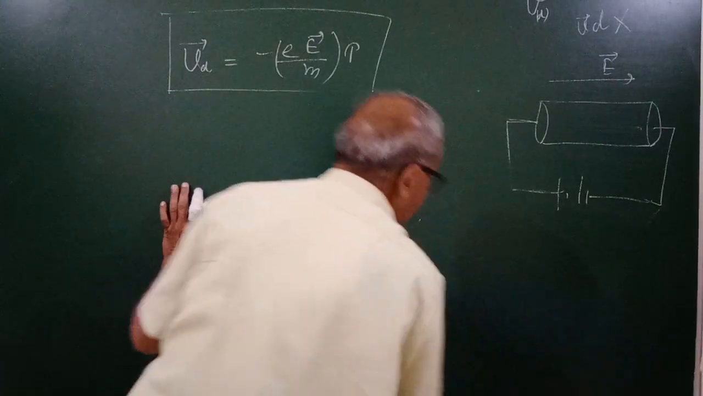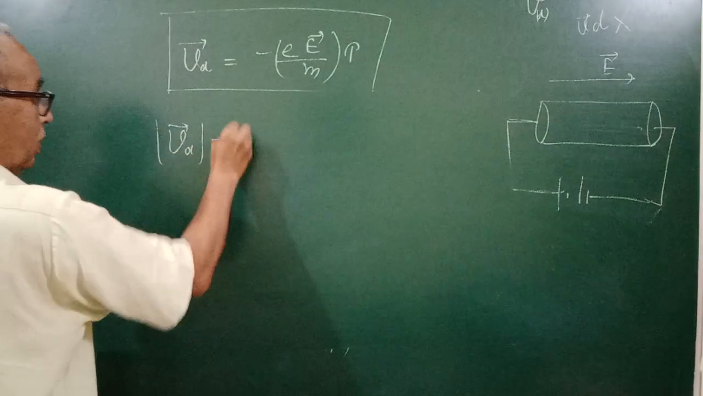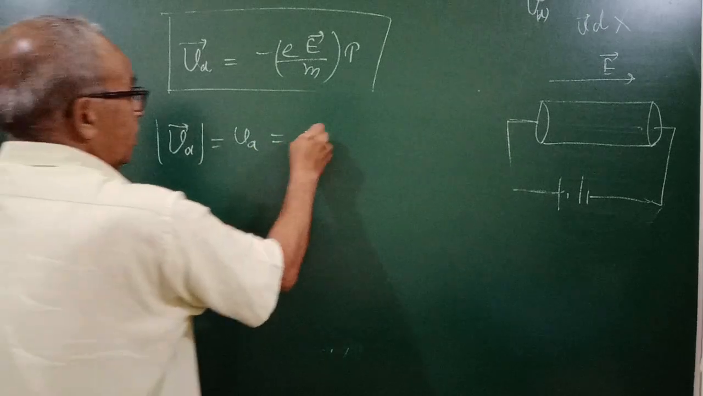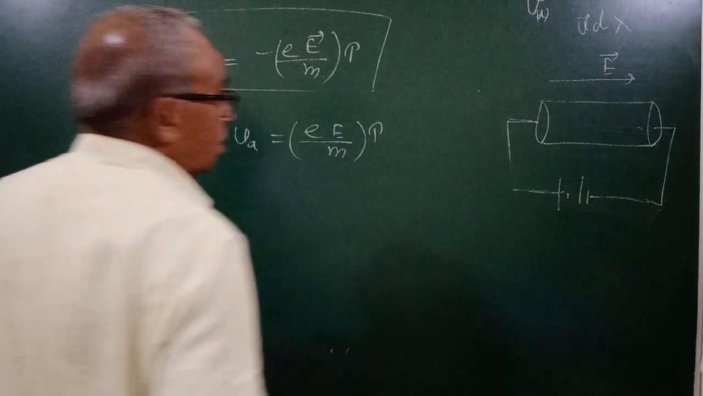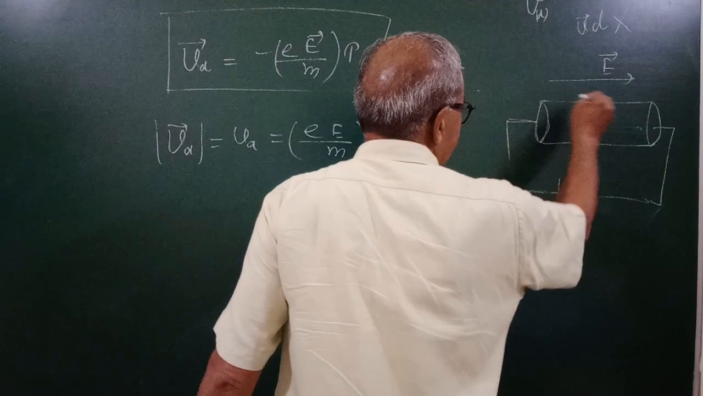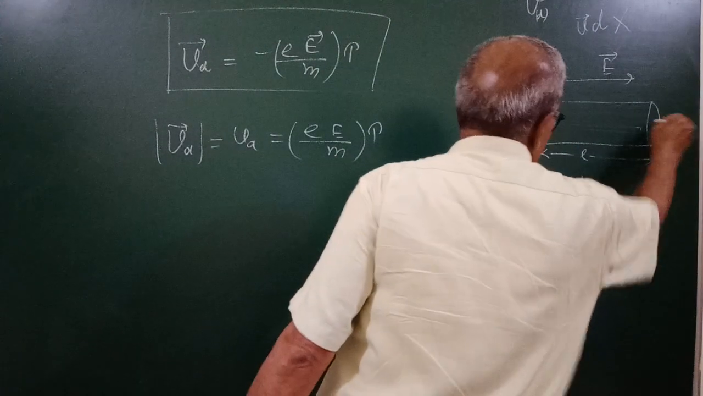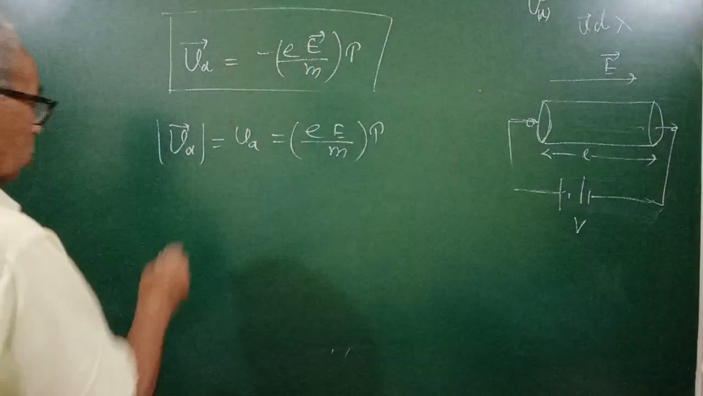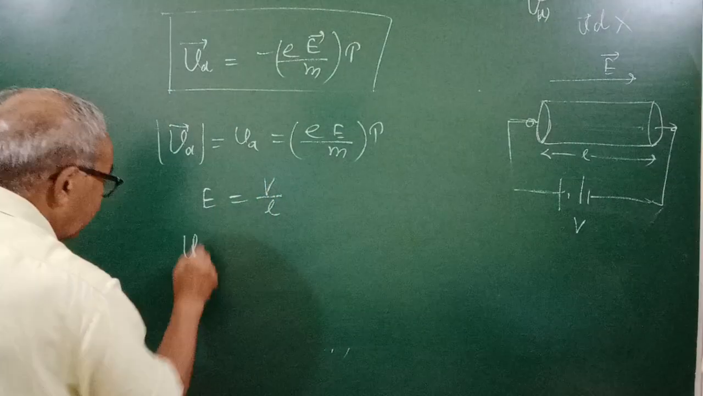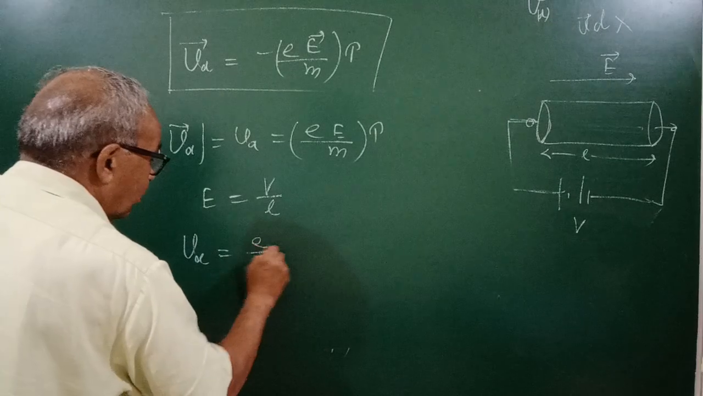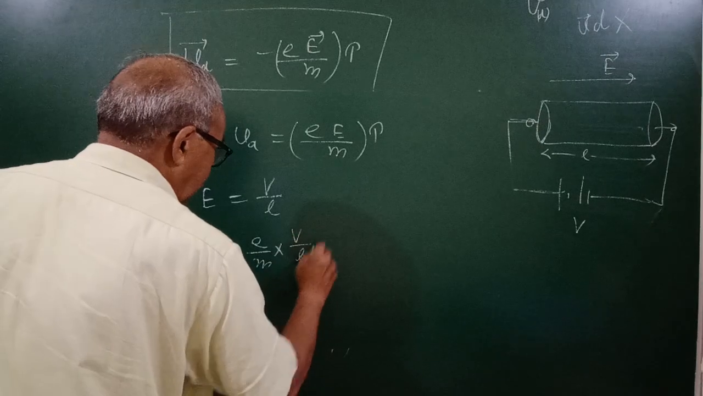Now the magnitude of vd we can write like this: simply e into E upon m into tau. If in this figure L is the length of the conductor and V is the potential difference, then E equal to V upon L. So here vd comes out to be equal to e upon m into V upon L into tau also.